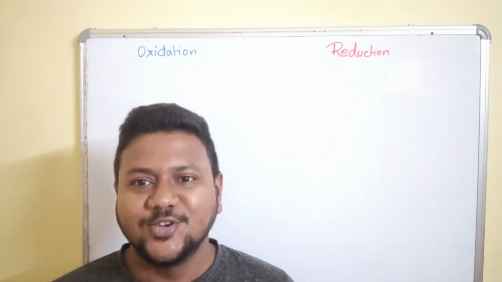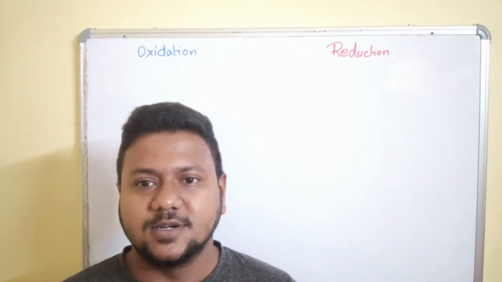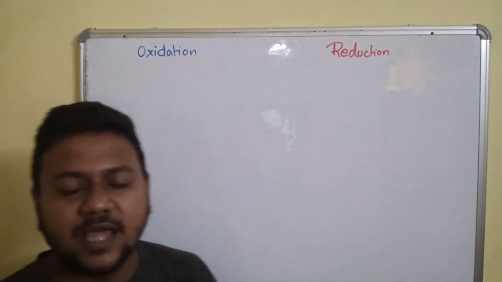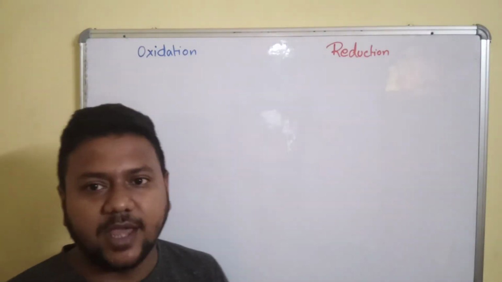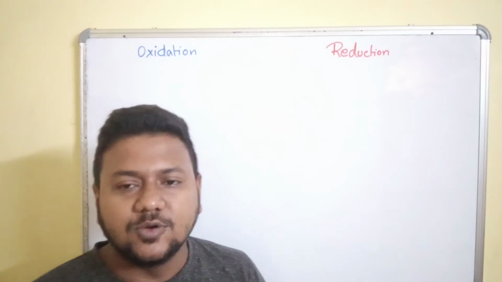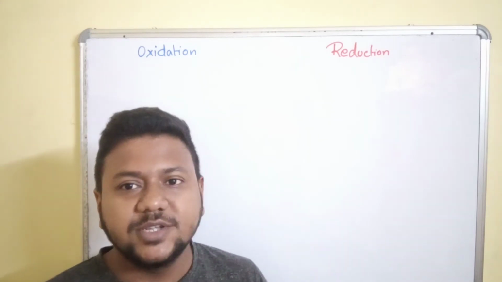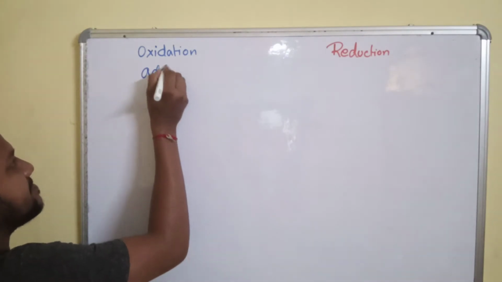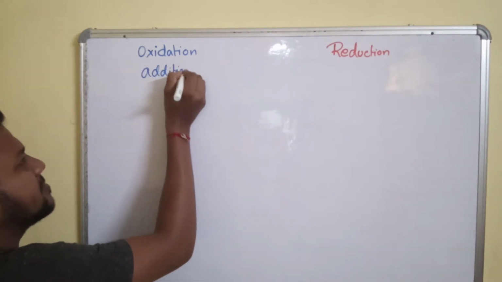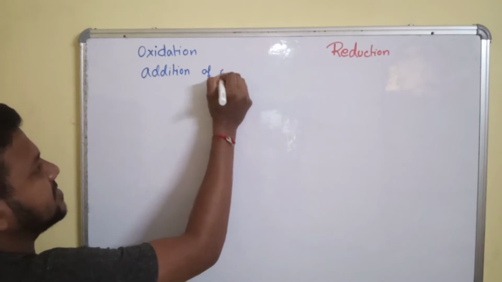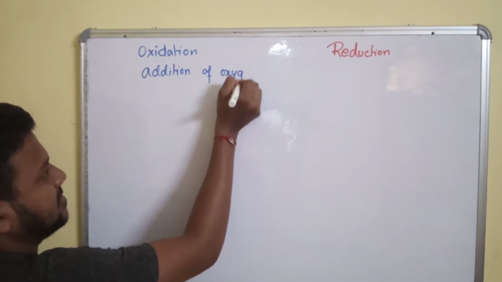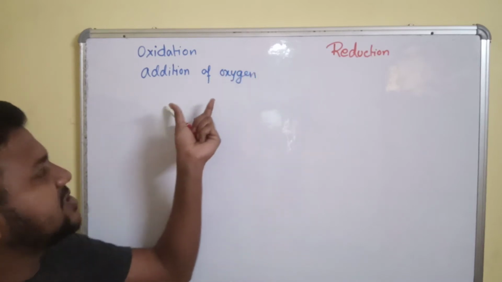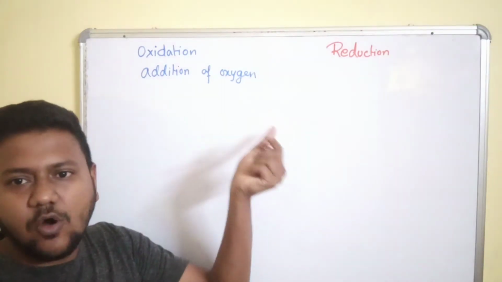Hello, in this video we are going to learn about the last type of chemical reactions, that are oxidation and reduction reactions. Okay, so what is the oxidation reaction? Oxidation reaction can be termed as the addition of oxygen. Oxidation reactions can be termed as just the addition of oxygen.